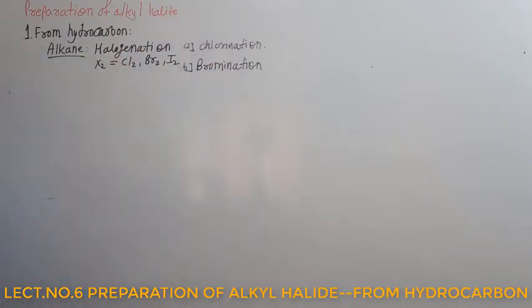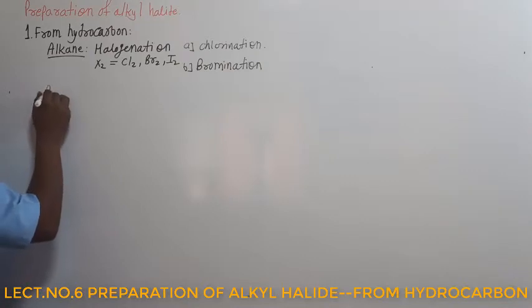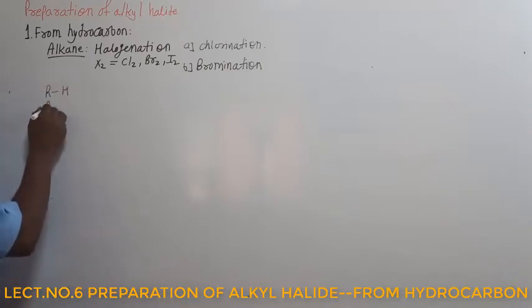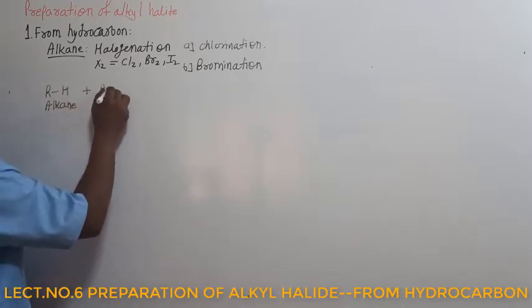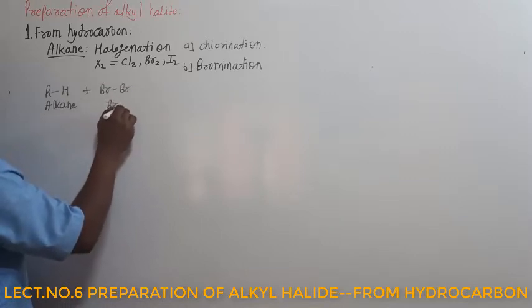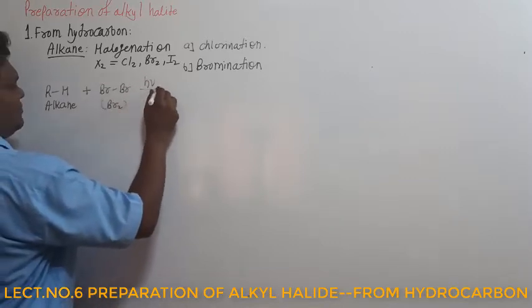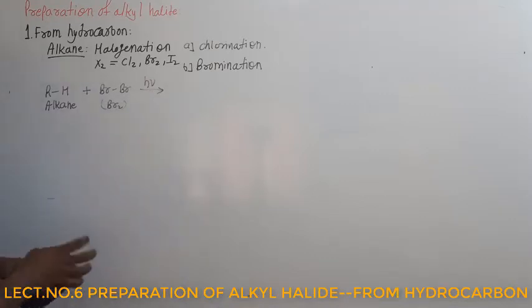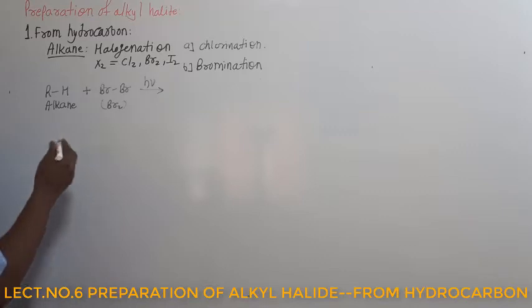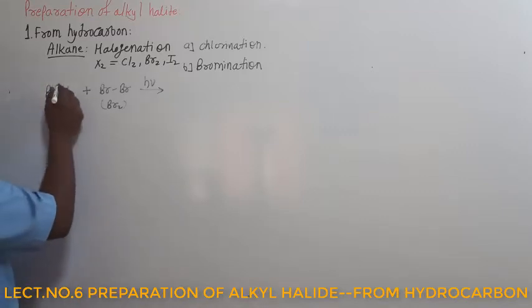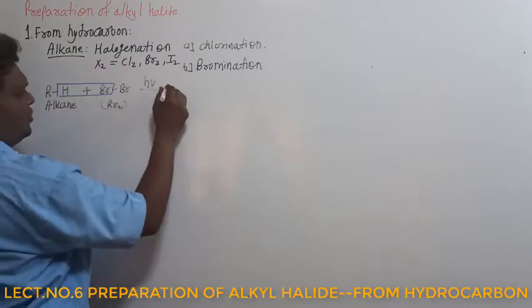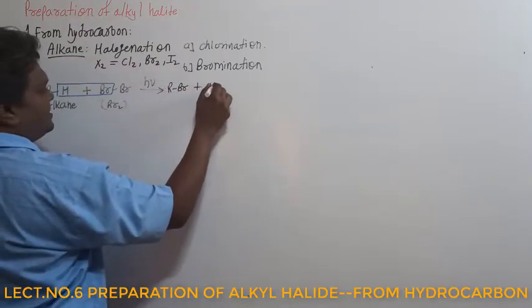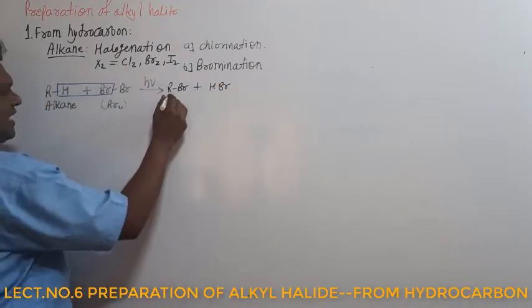What happens in bromination is again the same thing. RH is called an alkane. We are going to react the alkane with bromine in the presence of h nu, and what will happen is this. A hydrogen atom combines with a bromine atom. So R will combine with bromine, and you will get RBr plus HBr. This is called an alkyl bromide.